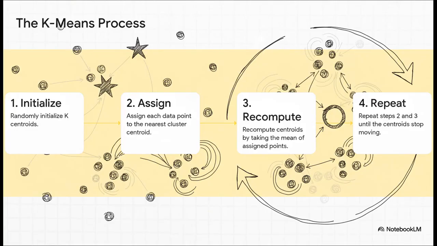So how does it work? It's kind of like a little dance that it repeats until it gets it right. First, it just randomly drops K centroids onto our data. Then, for every single data point, it asks, which centroid are you closest to, and assigns it to that group. Then, the important part, it moves each centroid to the new center of its group. And it just does that again and again and again until the centroids stop moving around.